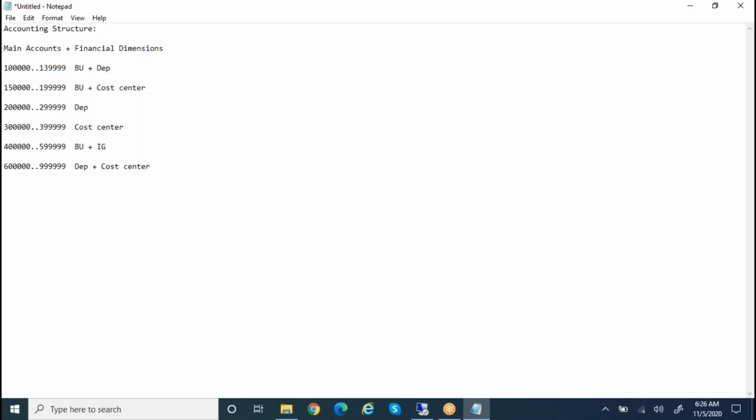So any main account should have one structure and only one structure. Understood? Any confusion here? It is important.